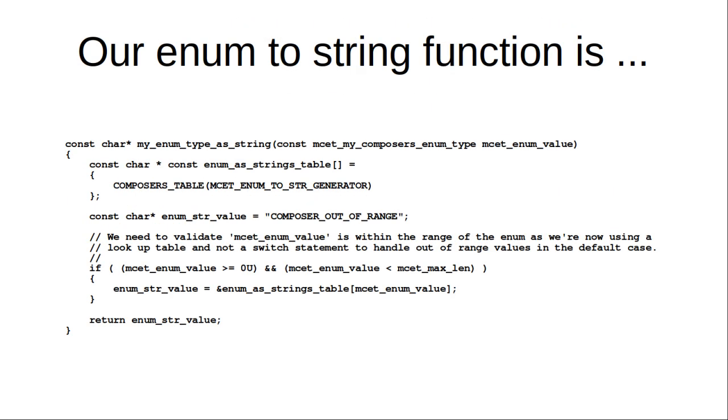Our enum to string function is shown. To initialize the lookup table, the cross macro table uses the mcet enum to str generator. As a caller can pass almost any integer value as an enum argument, within the function we need to validate the enum's value before using it to index into the array of char pointers. This function's implementation shouldn't need to change if new enumeration values are added, a form of the open-closed principle, though the generator would need to be edited if a new column were added.